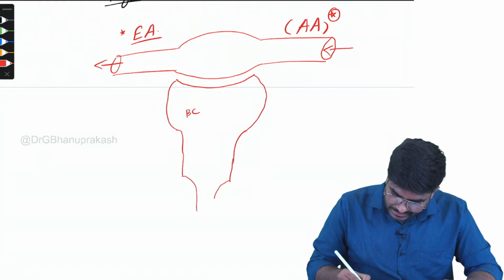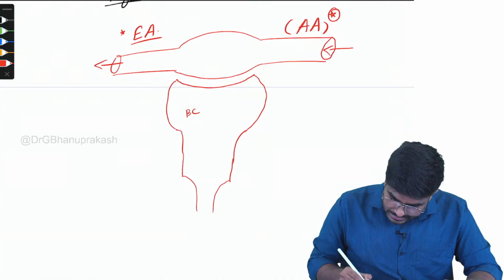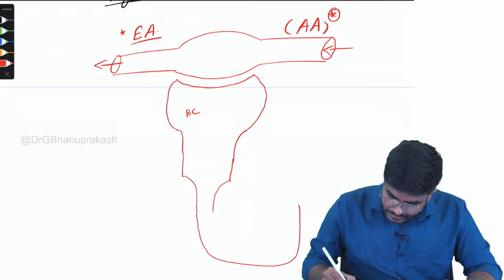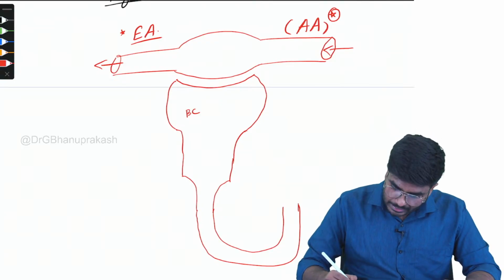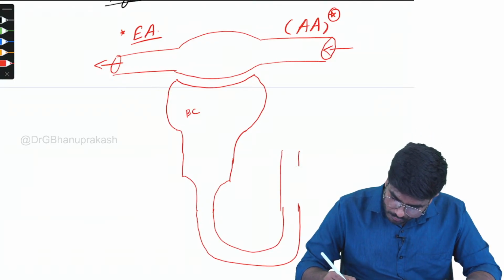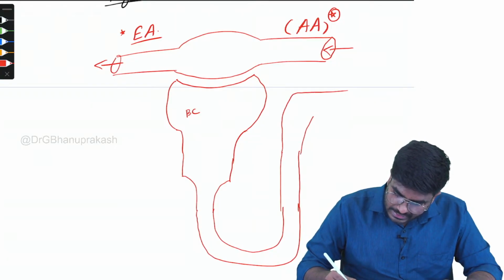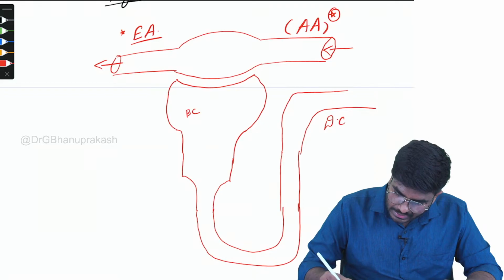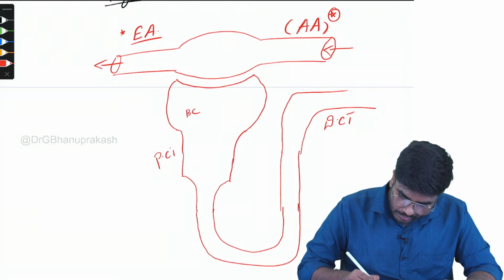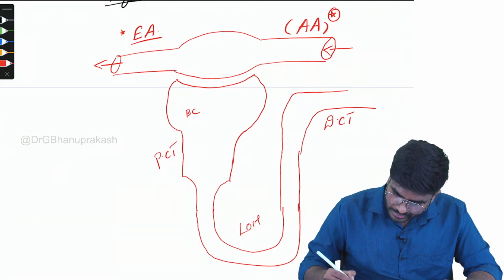Now after PCT, we are having descending limb of loop of Henle. This is the hairpin turn, and ascending limb of loop of Henle. Here is the ascending limb of loop of Henle. After this, see, this is the distal convoluted tubule. Distal convoluted tubule, proximal convoluted tubule. This is the loop of Henle.